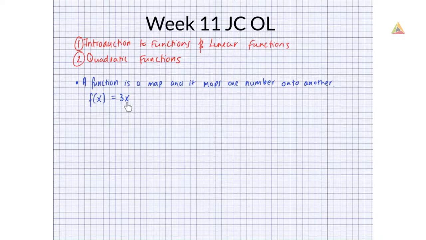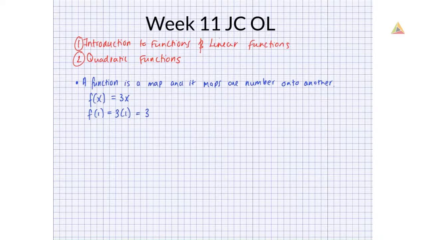Now x could be a range of different values. So if I wanted to get, we'll say, f of 1, instead of x, I'd put in 1. So here's the rule. So we put 1 into the place of x. So that's going to be 3 by 1, and that will give you 3. So your result there would be 3.